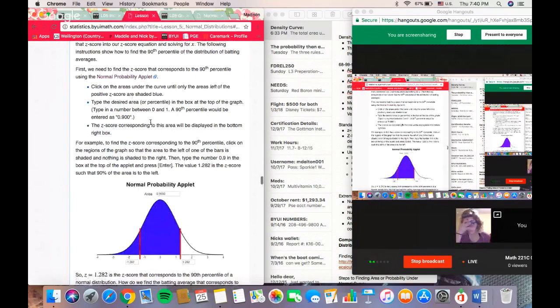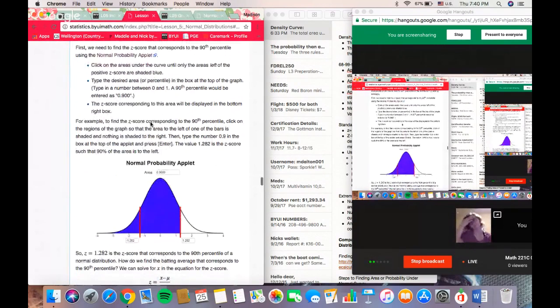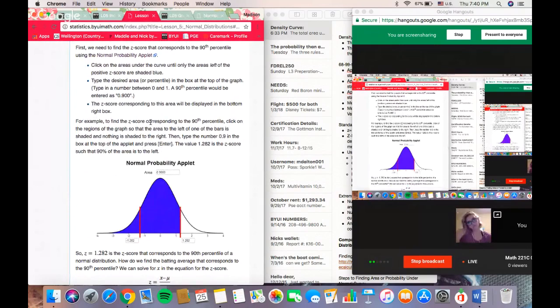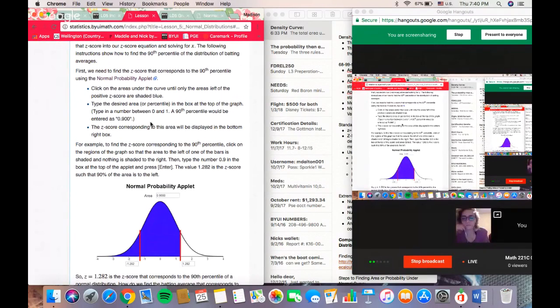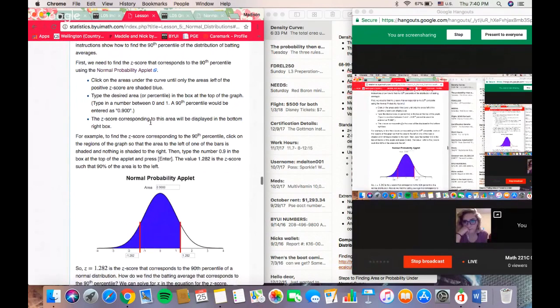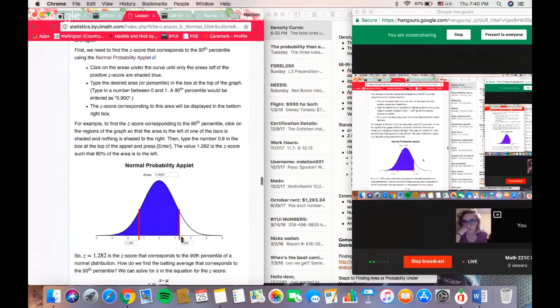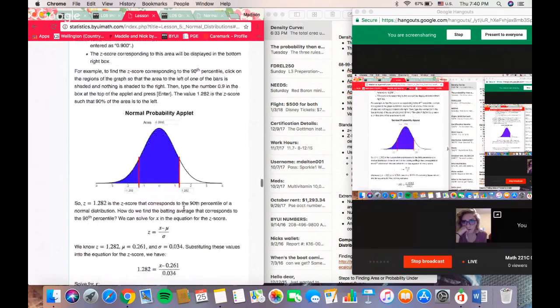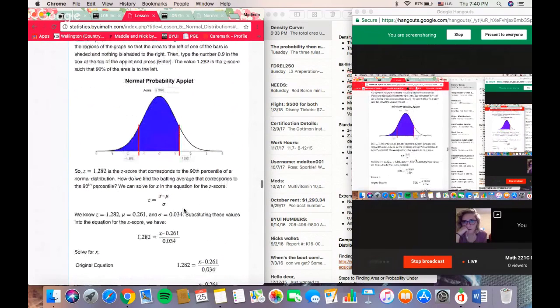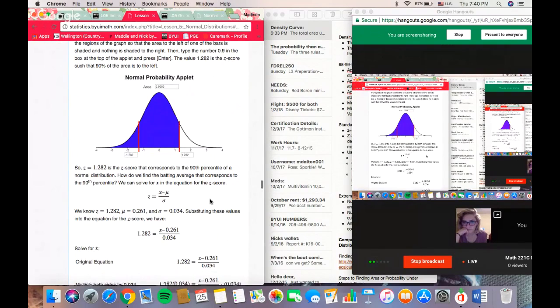Type the desired area. The z-score corresponding will be displayed at the bottom right box. For example, to find the z-score corresponding so that 90% of the area is left. Okay, that makes sense. And so the z-score that corresponds with the 90th percentile normal distribution, how do we find the batting average?